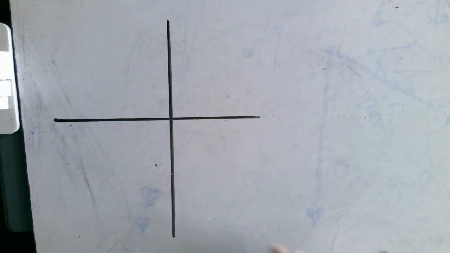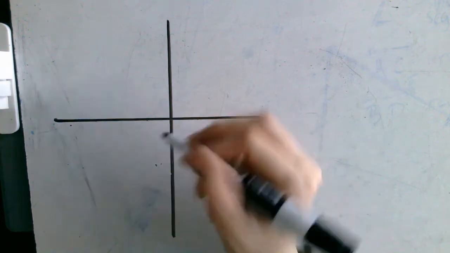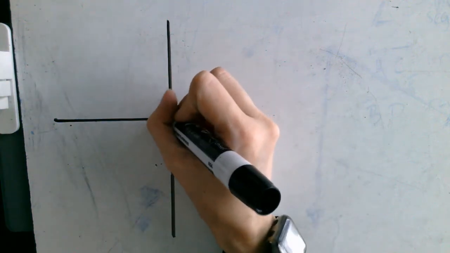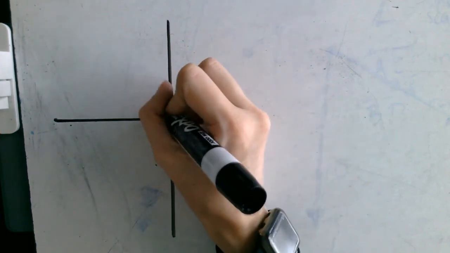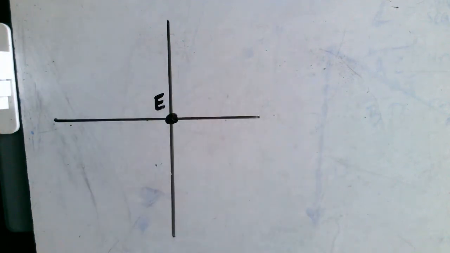I want you to draw this plus sign on your boards now. Use your straight edge to make it look just like mine. In the middle, we're going to add a point and we're going to label it E. We're going to label it the letter E.